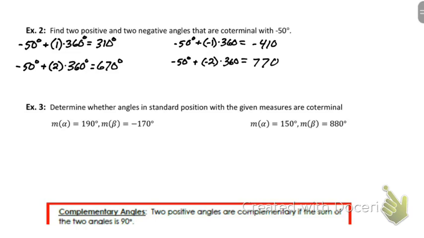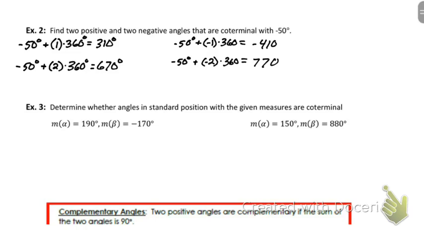All right, determine whether angles in standard position with the given measures are coterminal. How much do I have to do? Okay, we got time. How can I tell if these two things are coterminal? Gracie? By subtracting 360, right? So if I do 190 minus 360 and it equals that, they're coterminal, right? Are they coterminal? Yes, they are. Super easy way to do it.